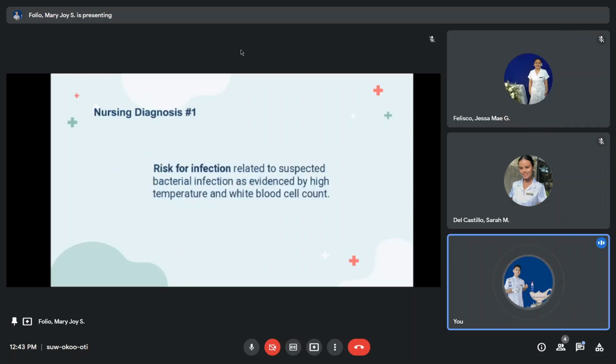Okay, so we have the first nursing diagnosis, priority number one: risk for infection related to suspected bacterial infection, as evidenced by high temperature and white blood cell count. Okay, so next slide please.